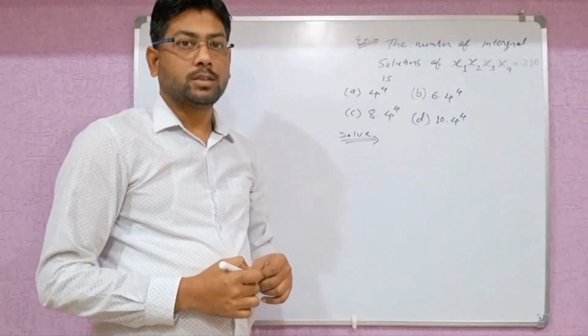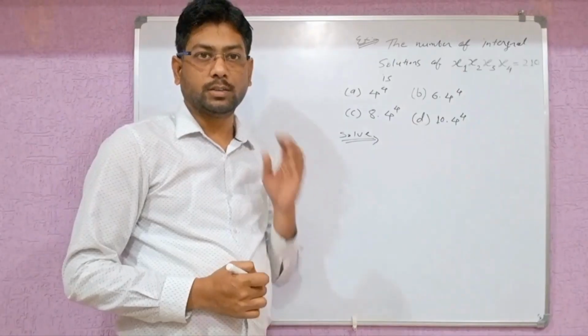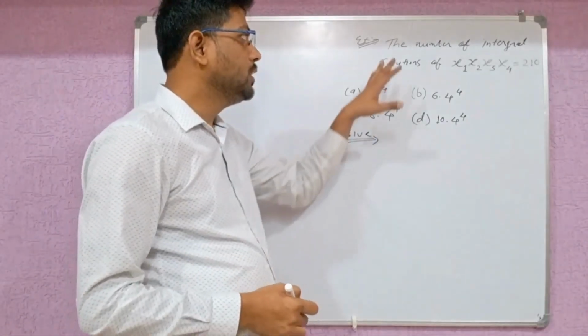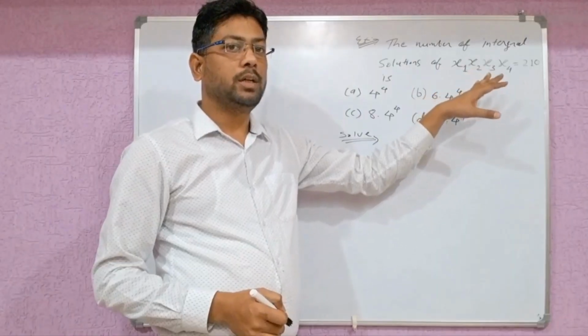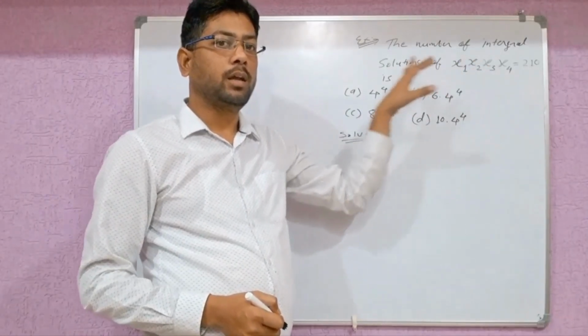So now we will discuss some questions based on different concepts. Our first question is: the number of integral solutions of x1 into x2 into x3 into x4 is equal to 210 is.